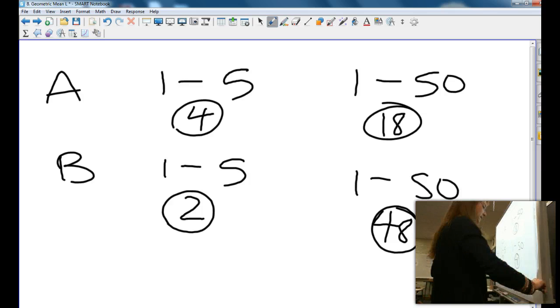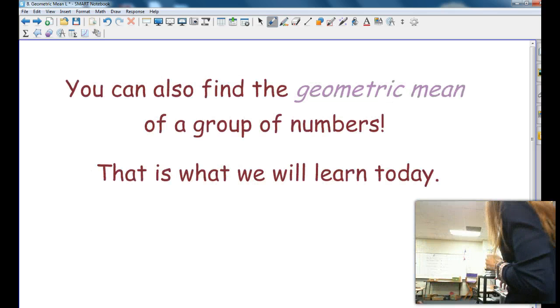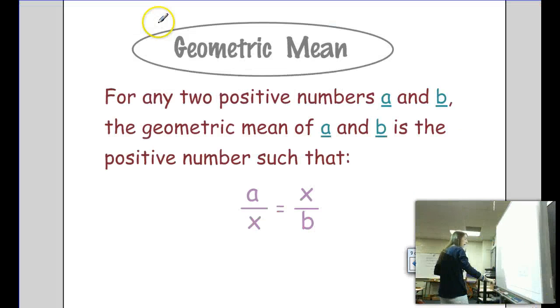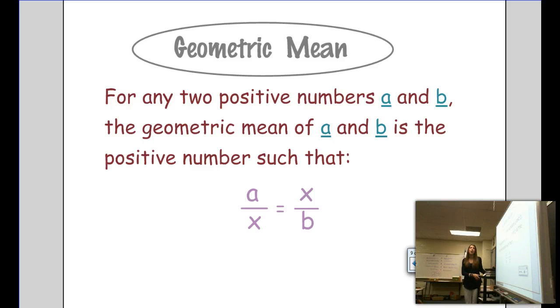So what is a geometric mean? You can write this in your notes right here. For any two positive numbers, A and B, the geometric mean of A and B is the positive number X such that A over X equals X over B. And this will make more sense as we dive into it more.